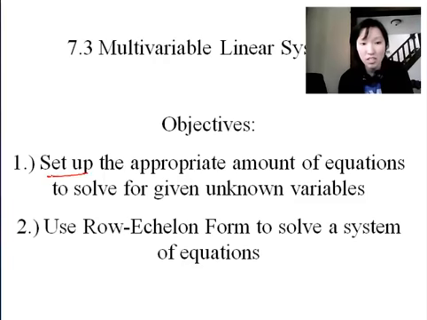So again, what you'll see here is our objective for 7.3 is to set up the appropriate amount of equations to solve for given unknown variables. Right? What we found is if you have one unknown, you need one equation, right? Linear equations, we can solve for those. If you have two unknowns, we needed a system of two equations, right? So you had two variables, you need two equations. If you have three unknowns, you're going to need three equations, and so on and so forth.